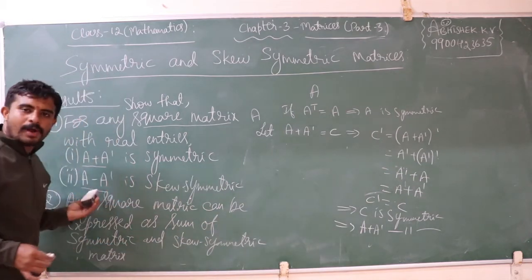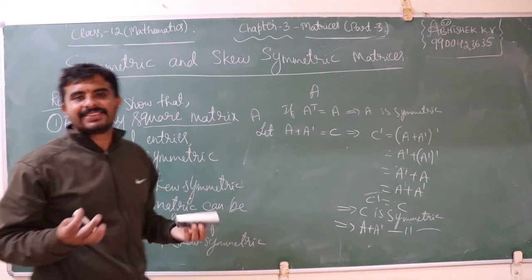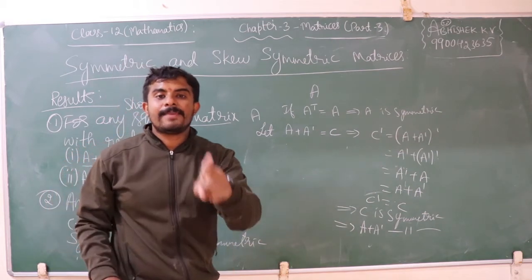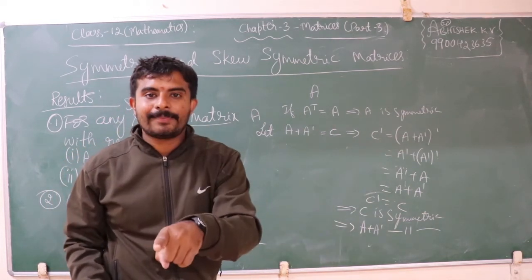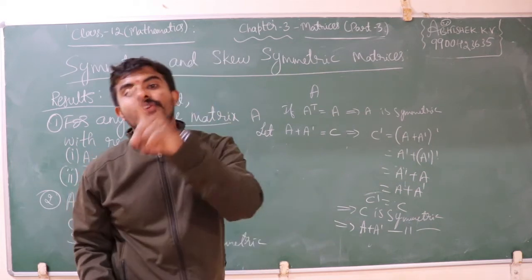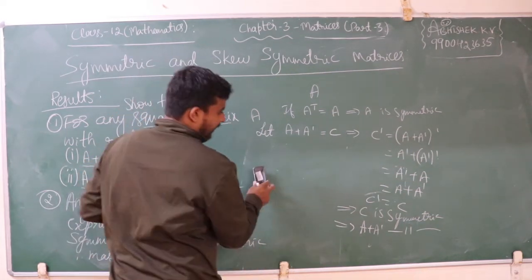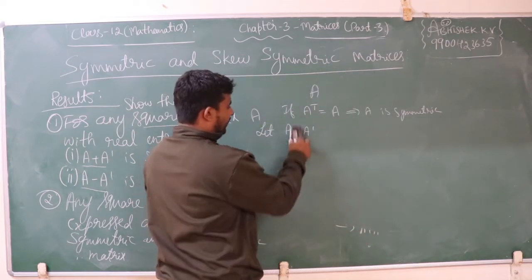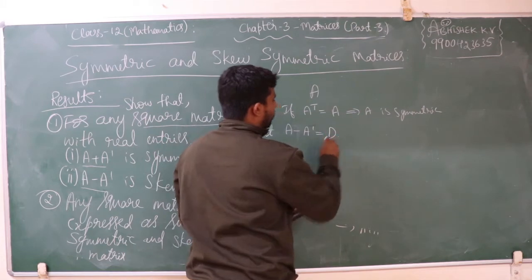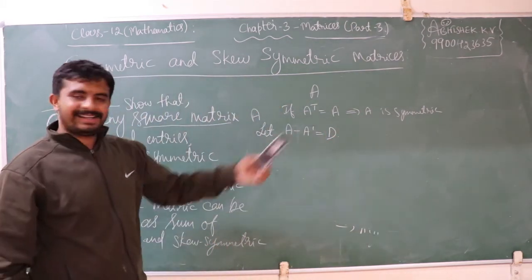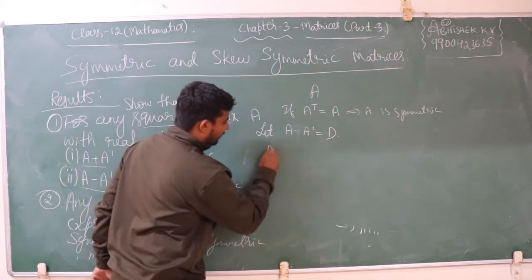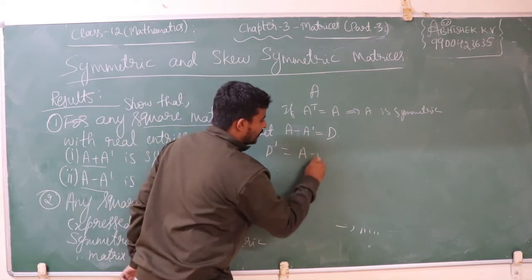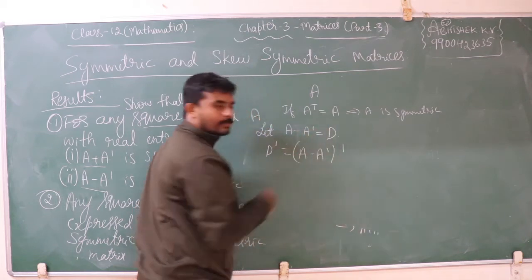Then we need to prove that A minus A transpose is skew symmetric. What is the definition of a skew symmetric matrix? A square matrix A is said to be skew symmetric if A transpose is equal to negative of A. Let us consider A minus A transpose is equal to D. Consider D transpose. D is A minus A transpose. What about D transpose? A minus A transpose whole transpose.